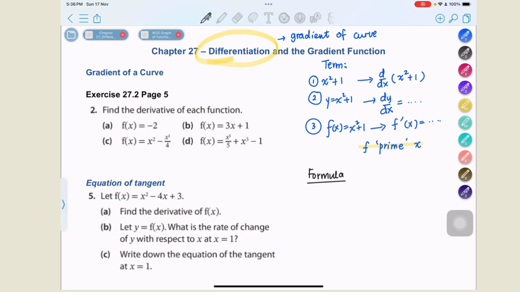First of all, for example, I give you y equals x to the power n. When we want to differentiate, we put dy/dx. What we are going to do is drop down the power of x in front, so we become n x to the power n minus 1. What about number 2? If we have y equals 2, it's a constant, so when we differentiate, it will become 0.